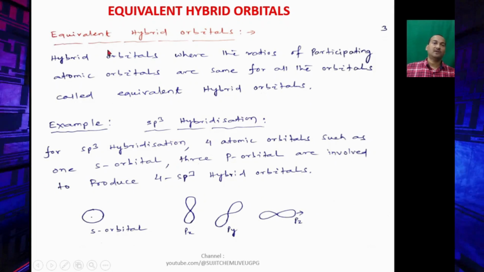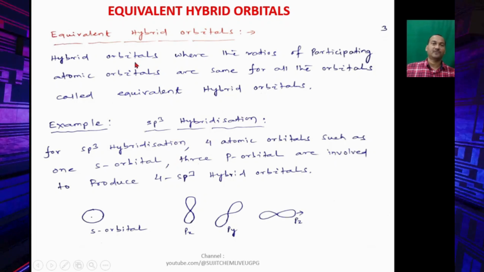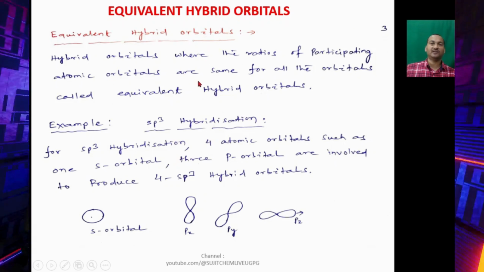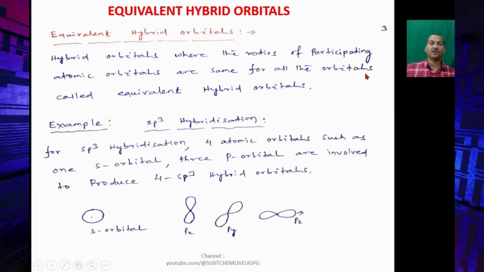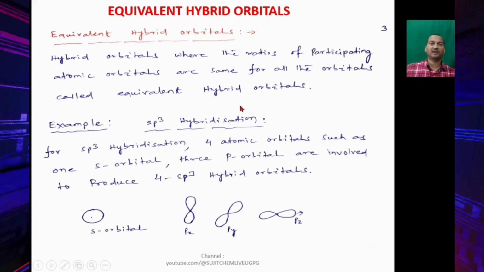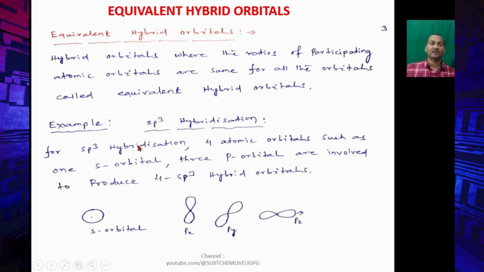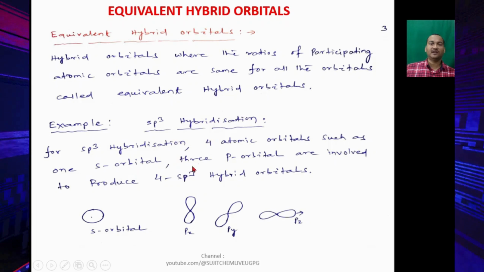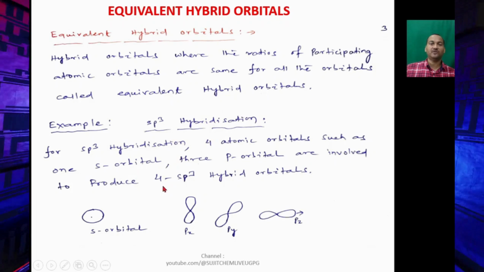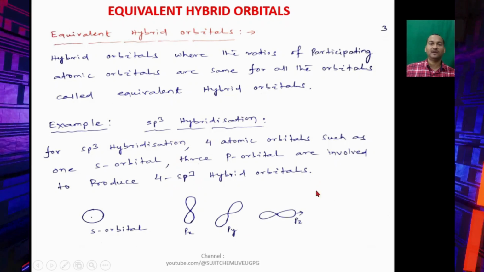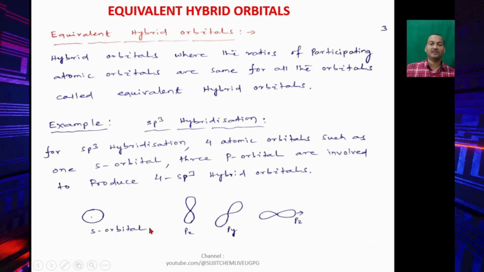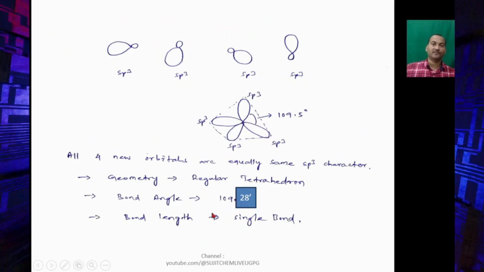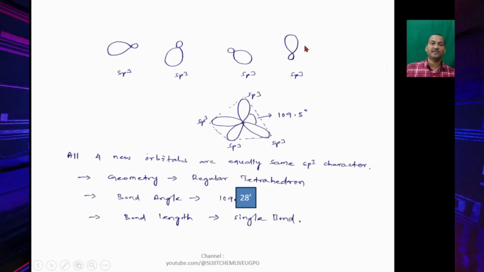Now let's talk about what are equivalent hybrid orbitals. Hybrid orbitals where the ratios of participating atomic orbitals are the same for all the orbitals are called equivalent hybrid orbitals. For example, sp3. For sp3 hybridization, 4 atomic orbitals, such as 1s orbital and 3 p orbitals, are involved to produce 4 equivalent sp3 hybrid orbitals. So here 1s orbital and 3 p orbitals will intermix, giving rise to 4 equivalent sp3 hybrid orbitals.